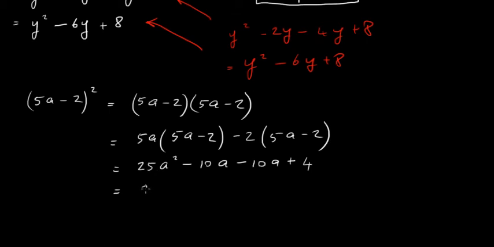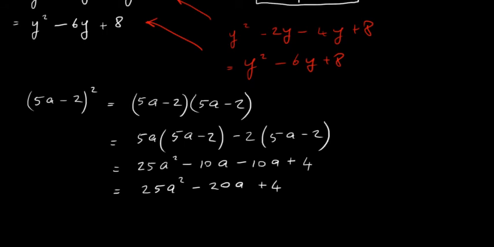We also have 25a squared here. Now we have a minus 10a minus 10a. So we go down 10 and then go down another 10. That will bring us down to minus 20a plus 4. So this is our answer. When we square this, or multiply 5a minus 2 by 5a minus 2, we get 25a squared minus 20a plus 4.